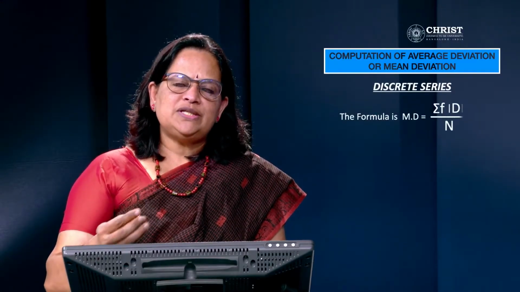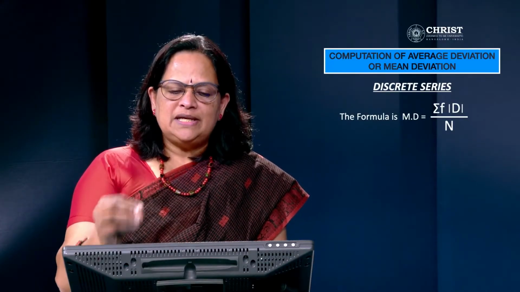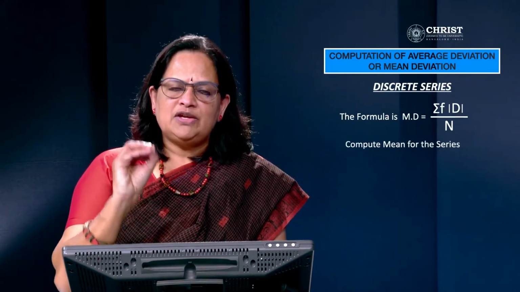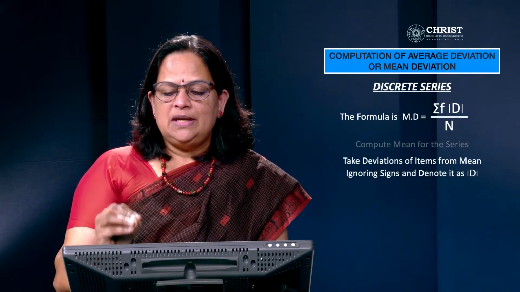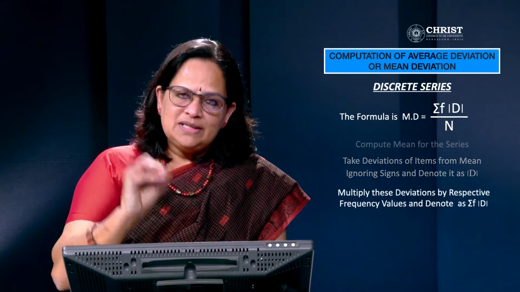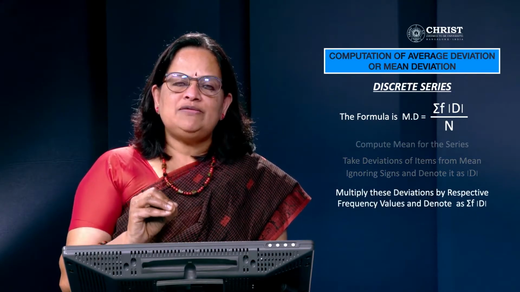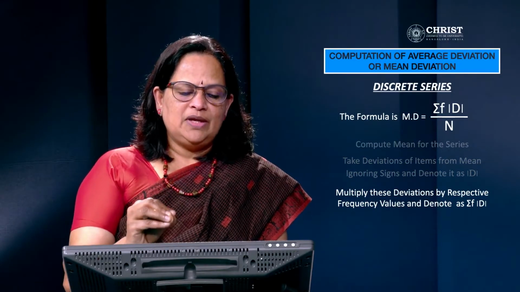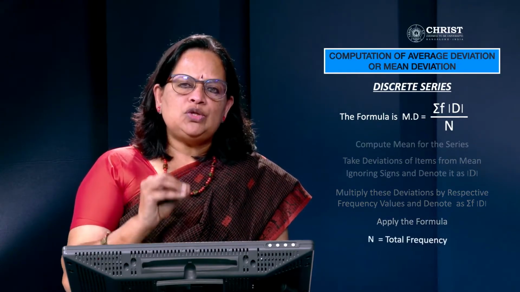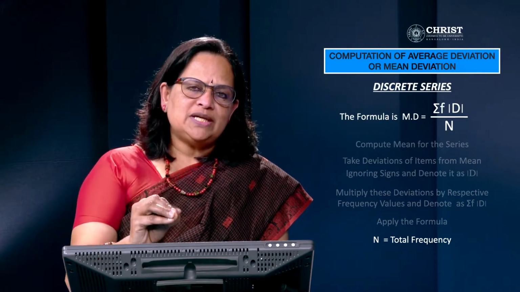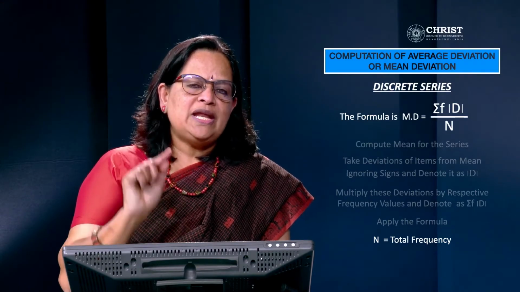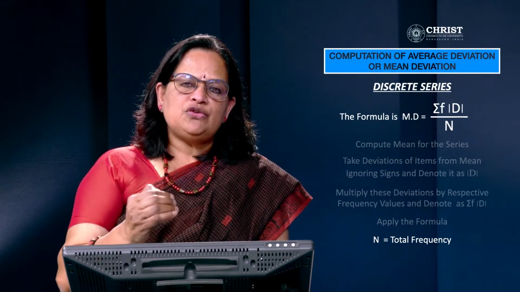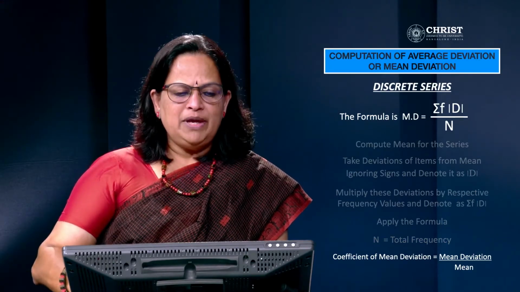Now, when we come to the discrete series, the formula for mean deviation is sigma f delta d divided by n. First, we have to calculate the mean for the series. Then you have to take deviations from the mean ignoring signs, and that is delta d. Then this delta d is multiplied by the frequency values, and we get f delta d. Then apply the formula, where n is equal to total frequency. For a discrete series, always remember that n is the total frequency, and for individual observations n is the number of observations. The coefficient of mean deviation is mean deviation divided by mean.